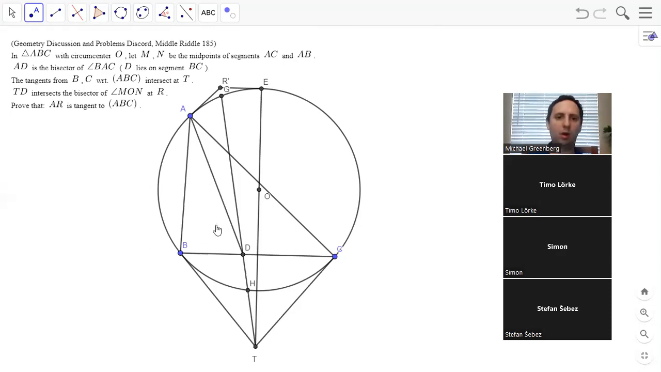It's not finished yet, I think. Okay, yeah, we want to show AGEH is harmonic. So I think you might have been, it's an interesting idea though.